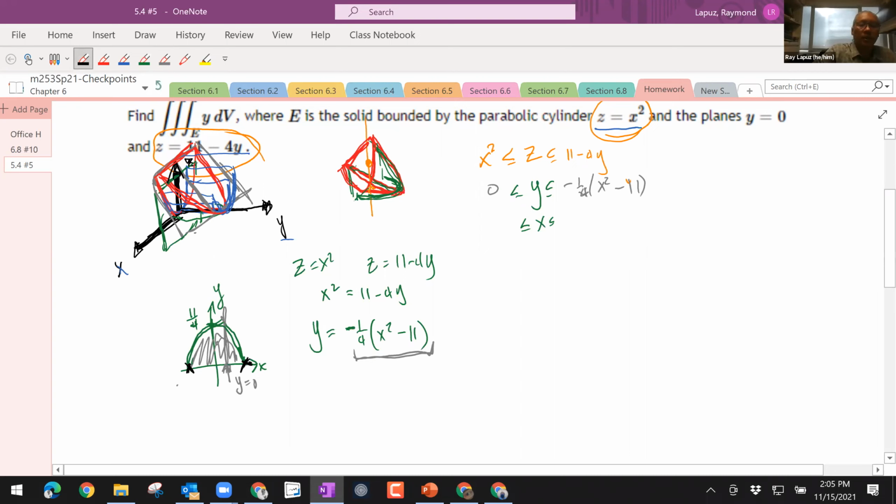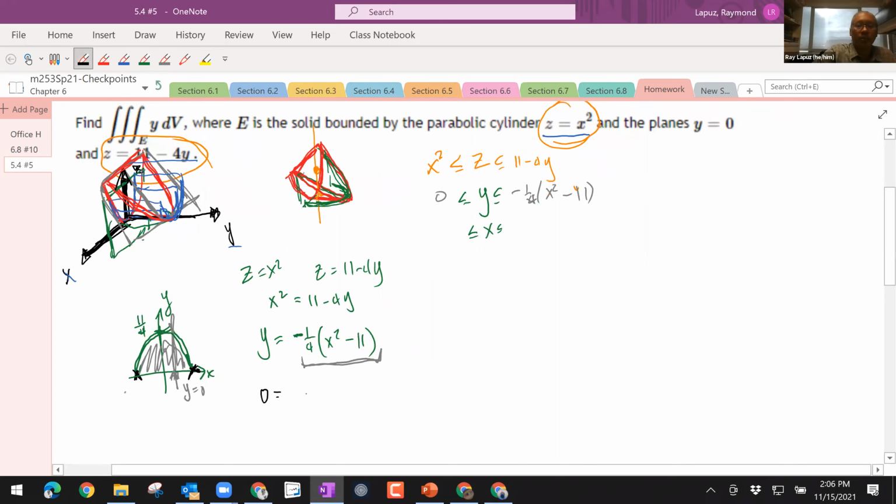And now the last bit that we need are the limits for x, which should be constants. We essentially want to find out where this thing hits the x-axis by setting y equal to 0. So 0 is equal to negative 1/4 times (x squared minus 11). So this will cancel. You get positive 11 on the other side. So x is equal to plus and minus square root of 11. So negative square root of 11, positive square root of 11 would be your limits.